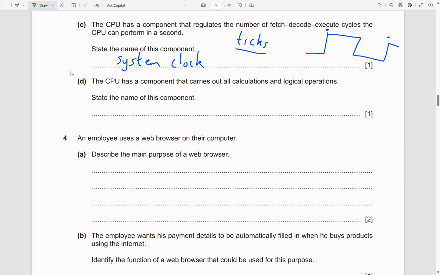The CPU has a component that carries out all calculations and logical operations. I'm saying calculations, you can also call it arithmetic. So hopefully you should see, arithmetic logic, that's going to be the ALU, and let's also write the full name, the arithmetic and logic unit.